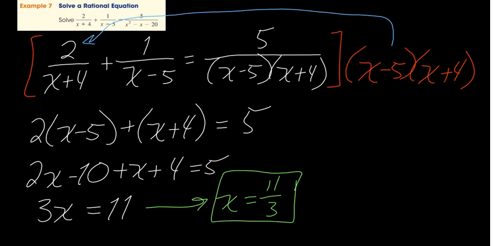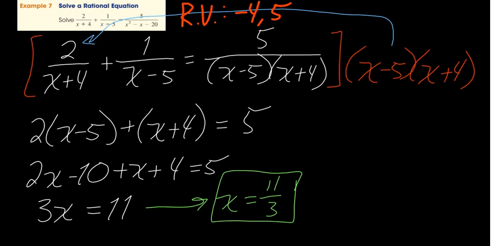So let's put this up here. I'm going to put RV for restricted value. I cannot have a negative 4 or a positive 5. I cannot have a negative 4 or positive 5 in my solution, and if I do, then I'll have an extraneous solution. Obviously in our solution we have 11 thirds, and therefore it is not negative 4 or positive 5.